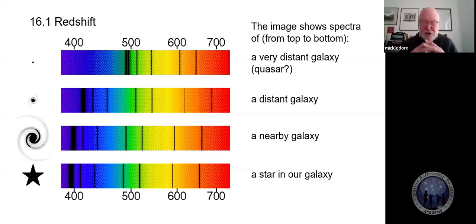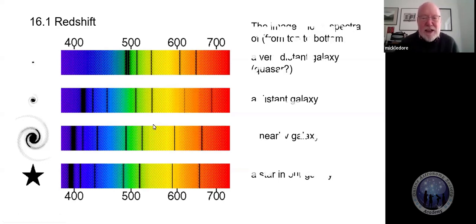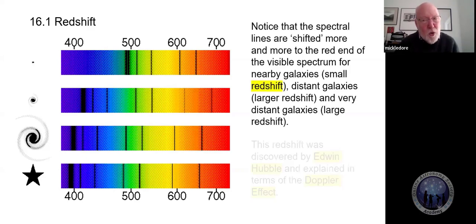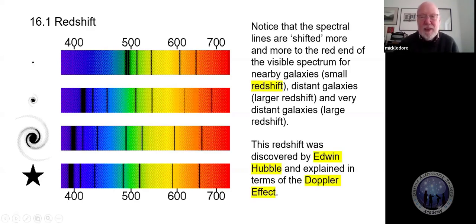The light that astronomers receive from distant galaxies is all redshifted. So there is a descriptive term, redshift. There's also a quantity as well. We'll look at that shortly. It says, note that the spectral lines are shifted more and more to the red end of the visible spectrum for nearby galaxies. Distant galaxies have a larger redshift, and a very large redshift for very distant galaxies, those that we can hardly see in the little graphics on the left-hand side.